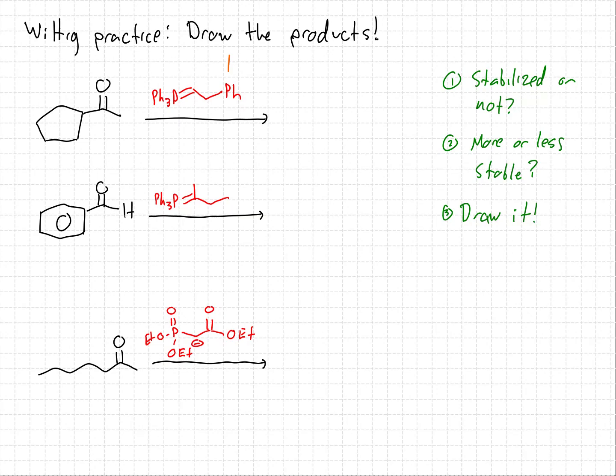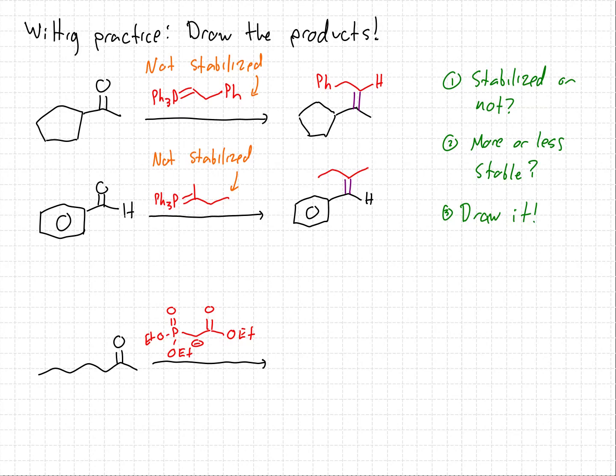So in our first case, this is not a stabilized Wittig reagent. Notice there's a phenyl group here, but it's not conjugated with where our carbanion is, so don't let that fool you. In this case, we would get the less stable of the two alkenes, so the phenyl group and the cyclopentane ring would be on the same side. Our second example is also not a stabilized ylide, so again, we would get the less stable of the two alkenes. Here the ethyl group and the phenyl group would be cis to one another.